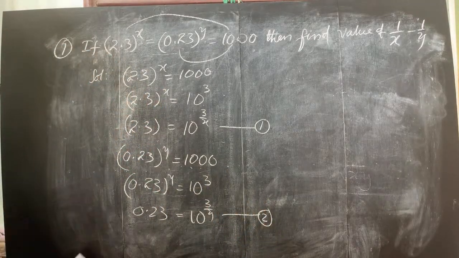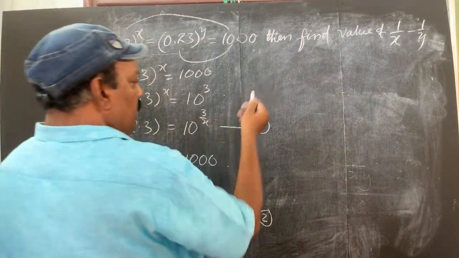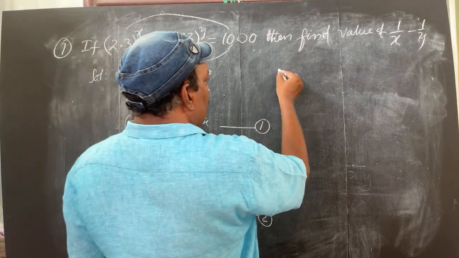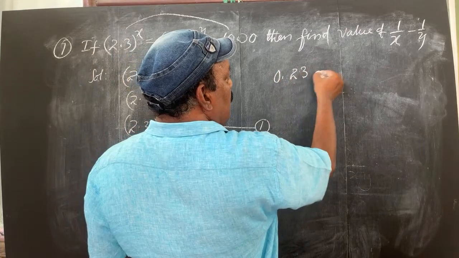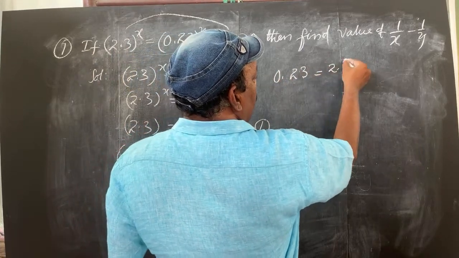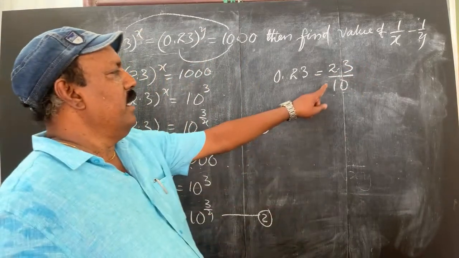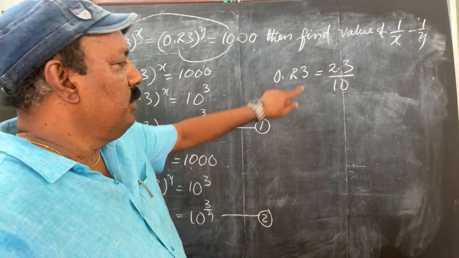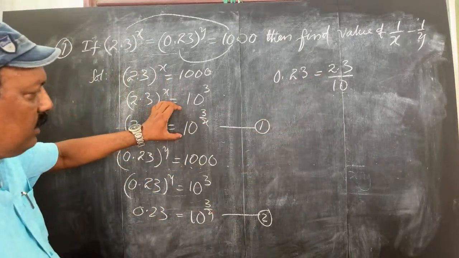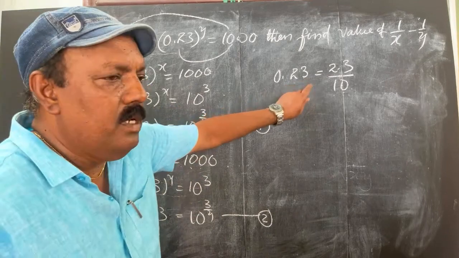Now I want to show a certain relation between equation 1 and equation 2. You can see the relation between equation 1 and equation 2 is that 0.23 is equal to 2 by 3 by 10. That means if we divide 2.3 by 10, we will get 0.23. I want to utilize the value of equation 1 and the value of equation 2 in the same equation.